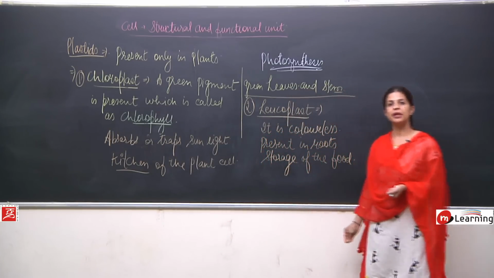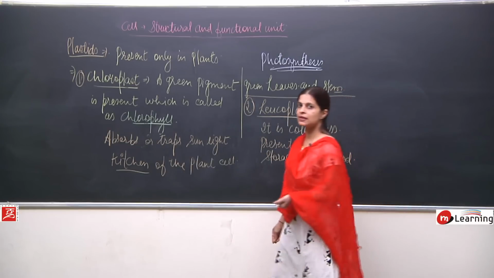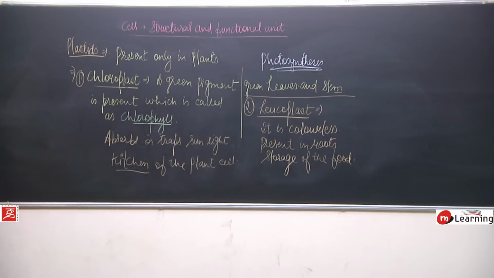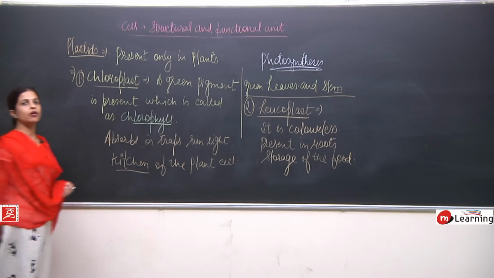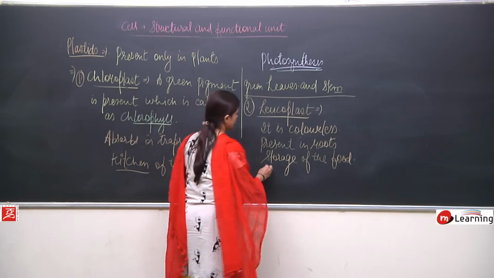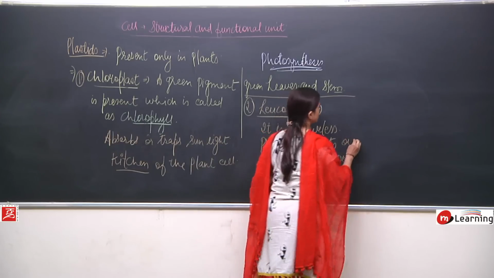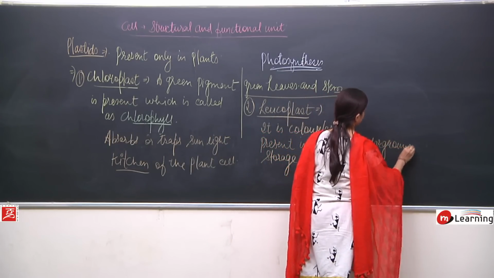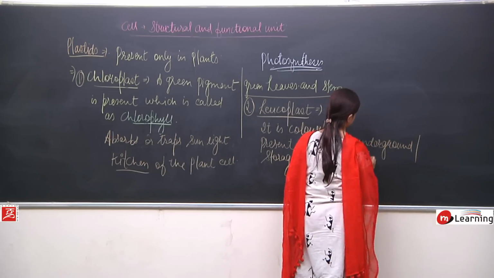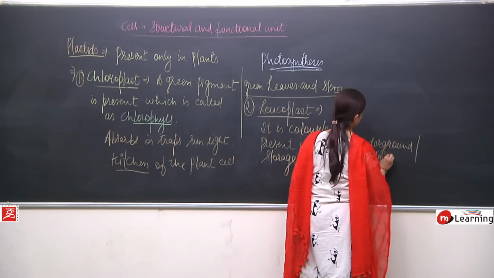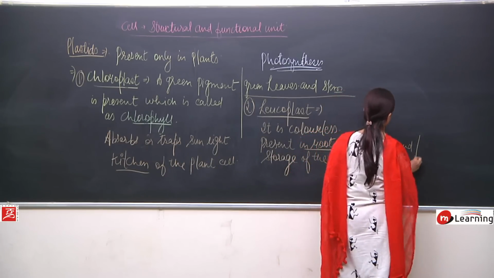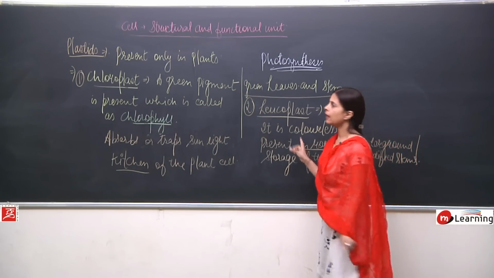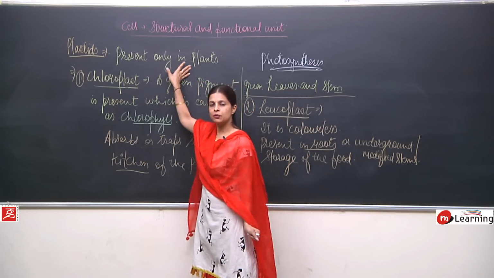Leucoplast is mainly colorless and it is present in the roots, sometimes in some parts of the stem also, underground modified stems. It is present in the roots or underground modified stems also. And what is the function? The function is the storage of the food. Plastids are present only in plants.